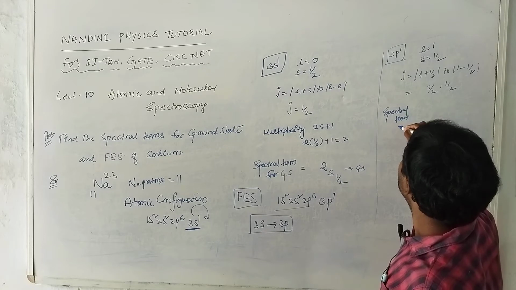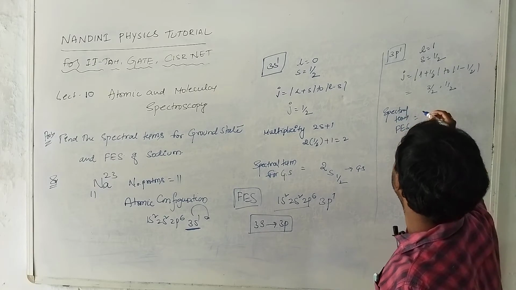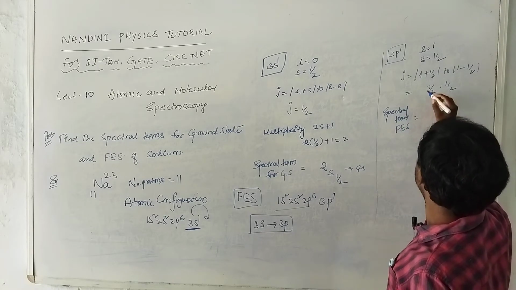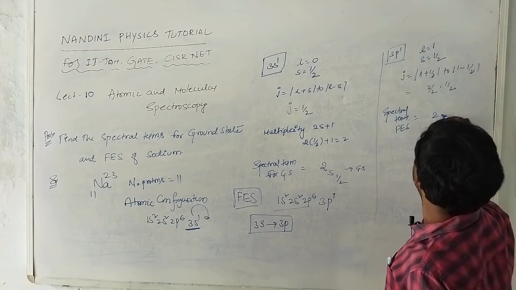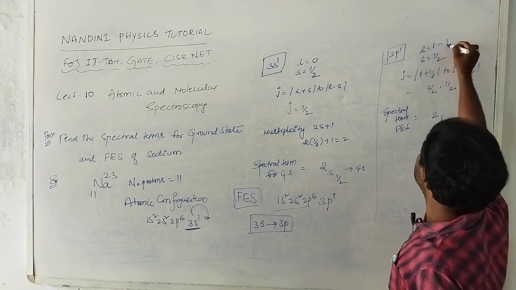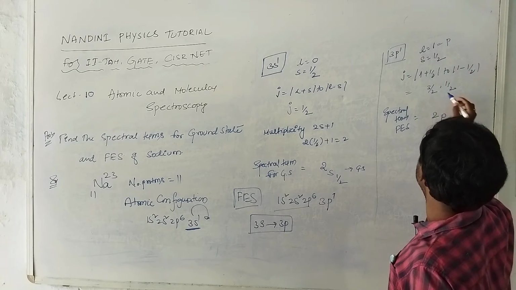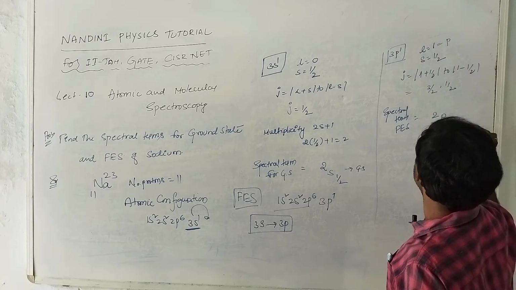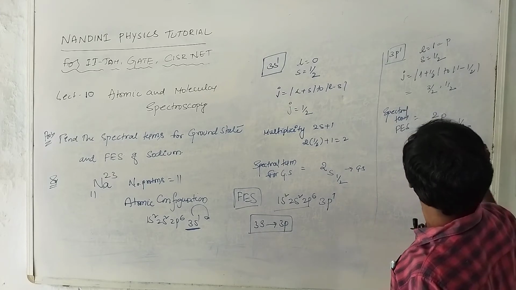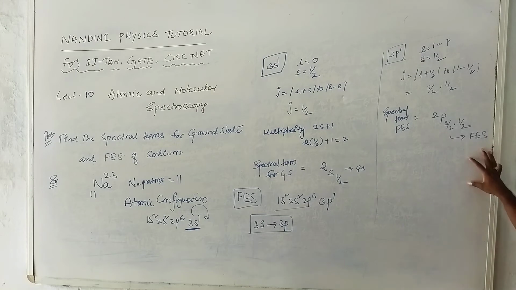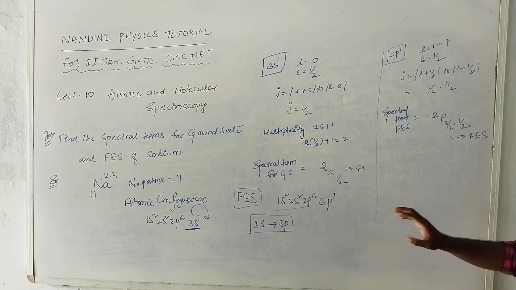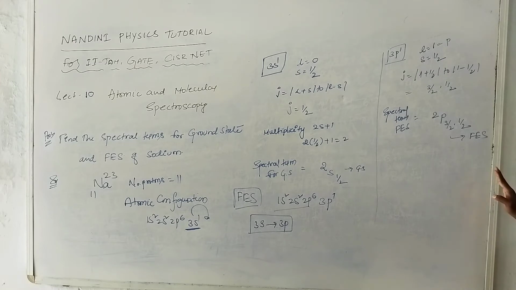Spectral term for the first excited state is equal to, see, multiplicity is nothing but 2 only, 2 into, L indicates P, so therefore P times J value is 3 by 2 to 1 by 2. So this is the spectral term of the first excited state. So in this equation I find out the ground state spectral term as well as the first excited state spectral term.